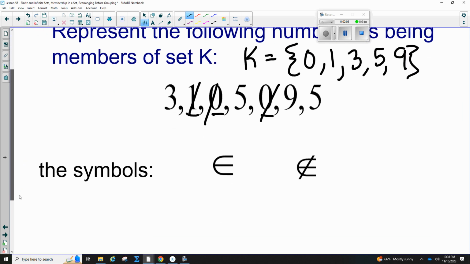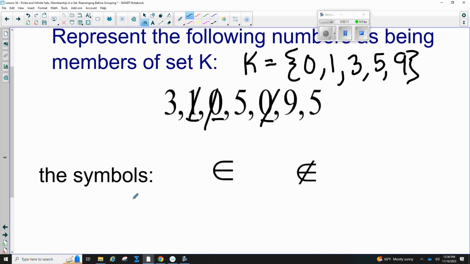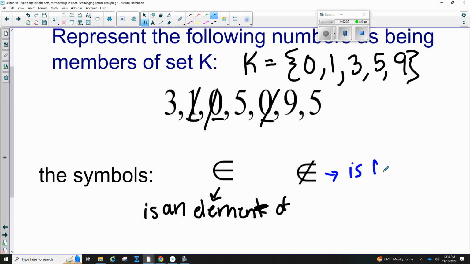So these symbols you're going to see in math quite a bit. All right, so this is kind of like an E. So you kind of make a C, and then you put a line here. And this symbol means is an element of. Element of. Okay, and then this one that has the line through it means is not an element of. I really just wanted to make that a K, I don't know why. Element of, there you go.